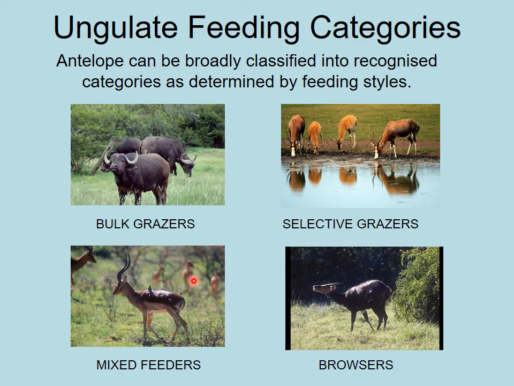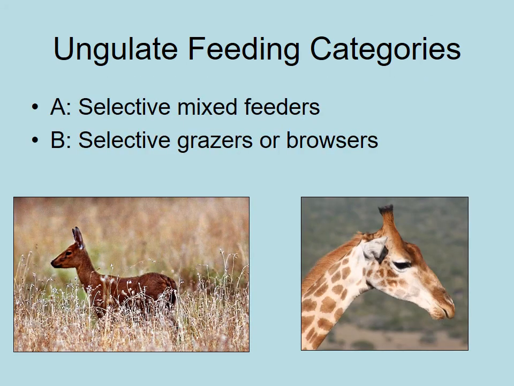Impala are mixed feeders. They'll feed on both browse and graze. They've got relatively small muzzles, but they will feed on both and often live along the edges of grassland and thicket areas. We can also have those that are more selective in their nature. So we can have selective mixed feeders like this common duiker over here on the left. And then you can have selective grazers or browsers. The giraffe is an example of a selective browser, and you've just seen the blesbok, which is an example of a selective grazer, on the previous slide.